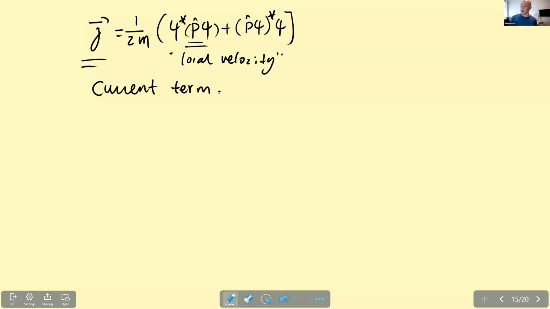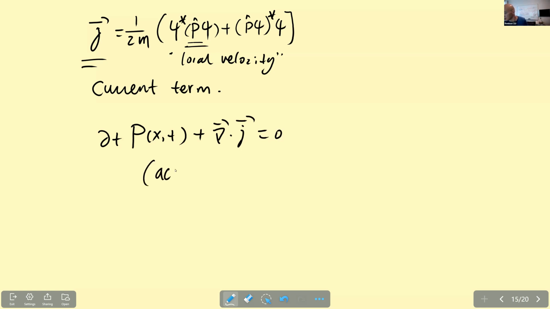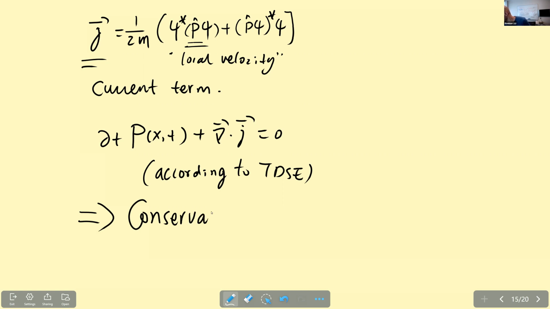Term. And then you have partial t of rho(x,t), plus this one, equals 0, right? According to the time-dependent Schrodinger equation. Right, so this one leads to the conservation of total probability.